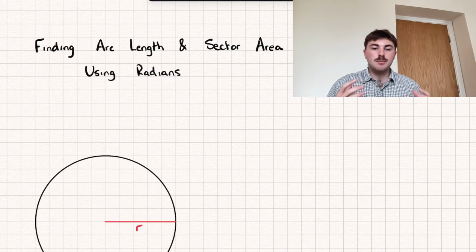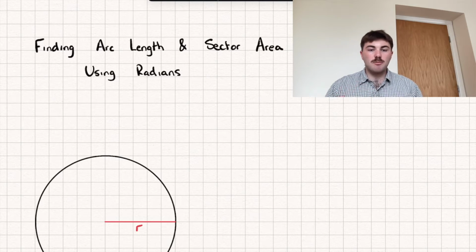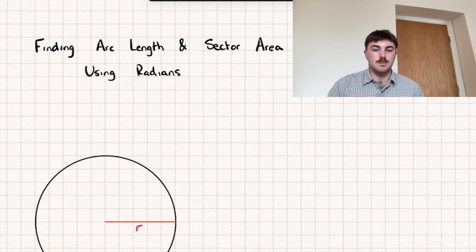Hello, in this video I'm going to be showing you how to find the area of a sector and the length of an arc when dealing with radians. So I'll start off by showing you the formulae for these two things, and then we'll look at three different examples of varying difficulties, and I'll timestamp those below.